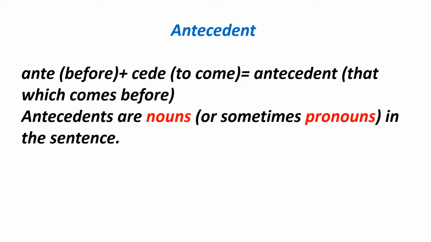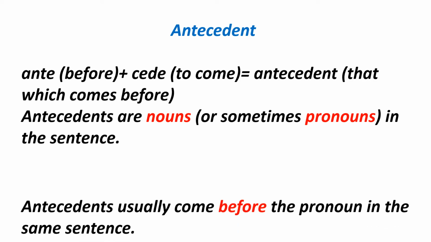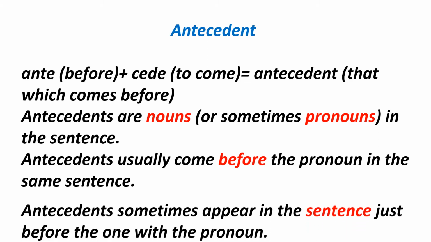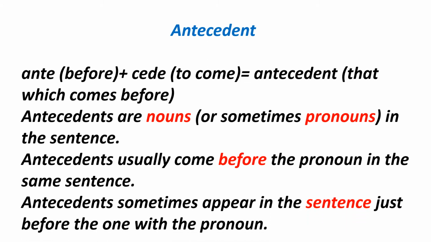Antecedents are nouns or sometimes pronouns in the sentence. Antecedents usually come before the pronoun in the same sentence. Antecedents sometimes appear in the sentence just before the one with the pronoun.